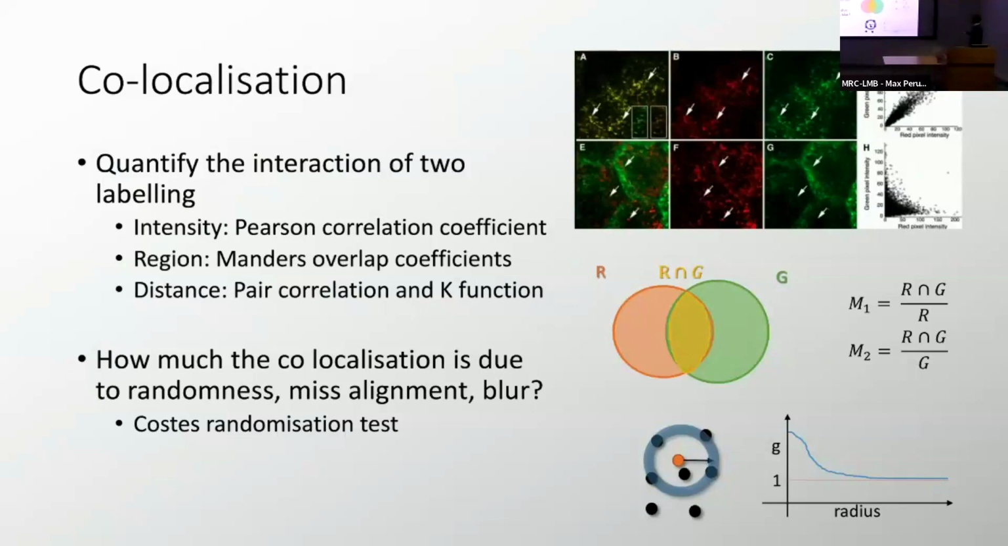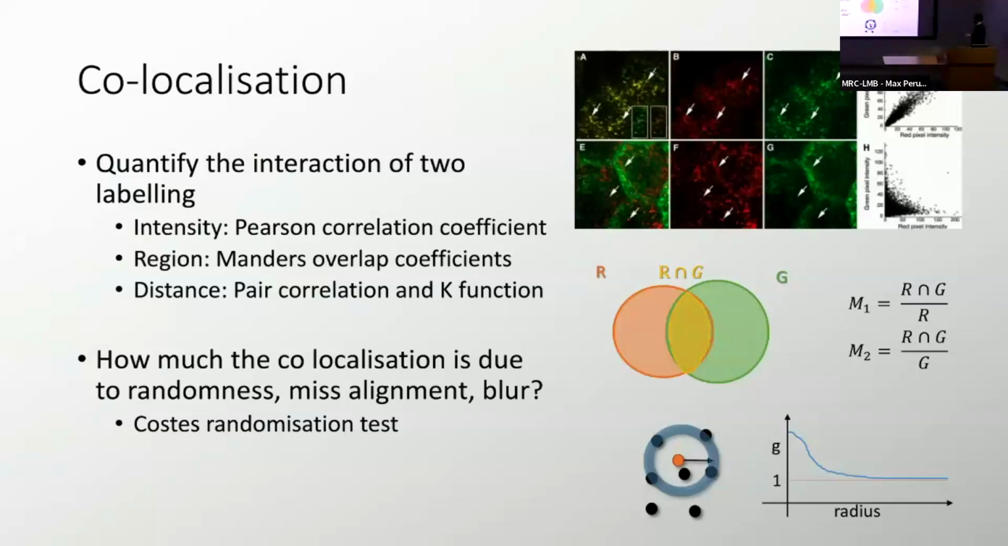If you have localized spots, you can compute the pair correlation and the K function between the spots. You compute the link between the radius to each particle. Basically, you count the number of particles around each particle in a growing ring.